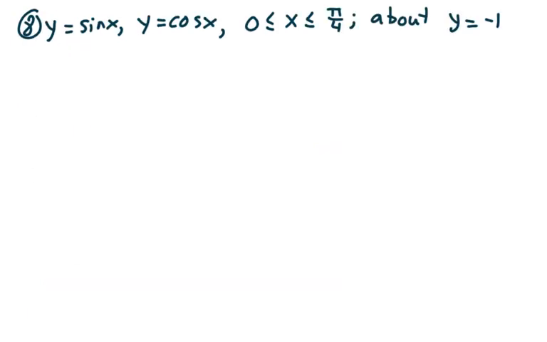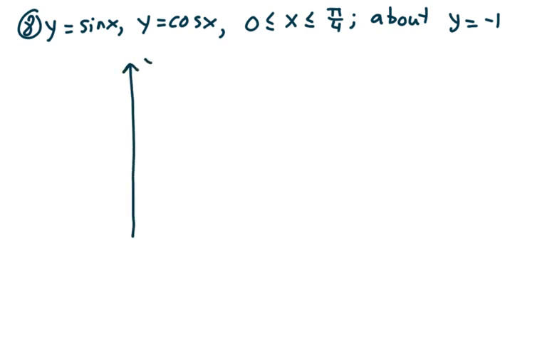And with that, we're going to take a look at problem 8. Suppose y equals sine x and y equals cosine x, where x is between 0 and pi over 4. And we're going to rotate that region about the line y equals negative 1.